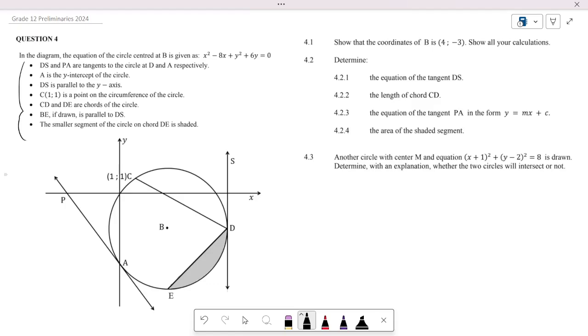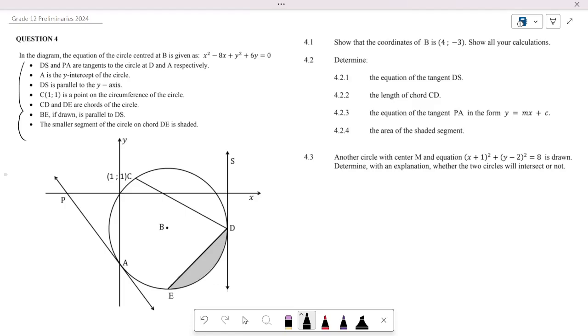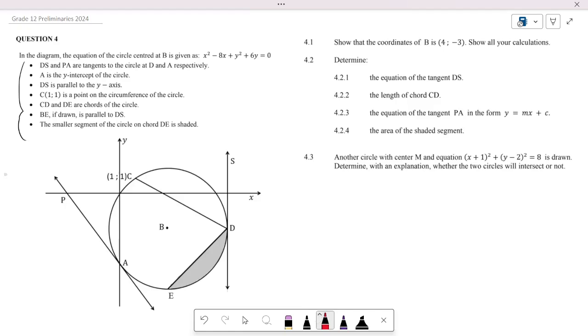Then they say A is the y-intercept of the circle. So A over here is the y-intercept of the circle indeed. DS is parallel to the y-axis. Great, so that's useful information: this is parallel to the y-axis. Now I'm going to write down this information here. I'm going to do it in red, because it's always good to put down the information that you have, so it aids you when you answer the question.